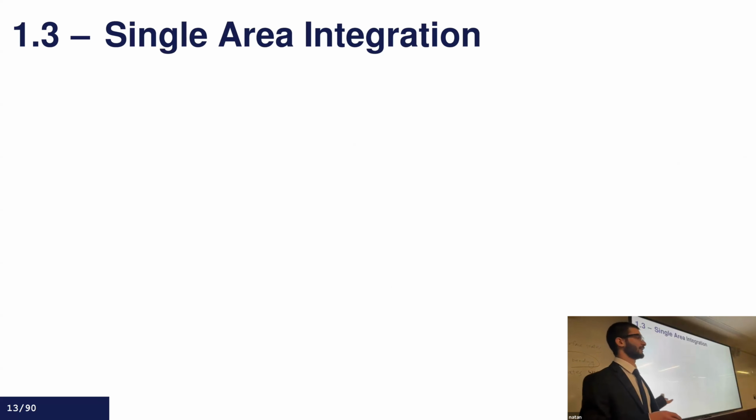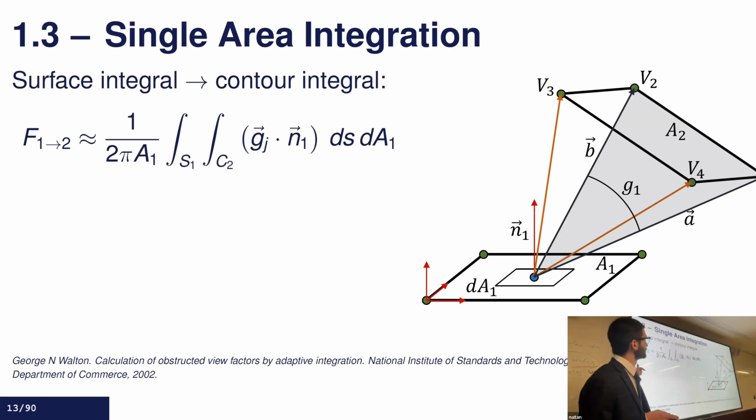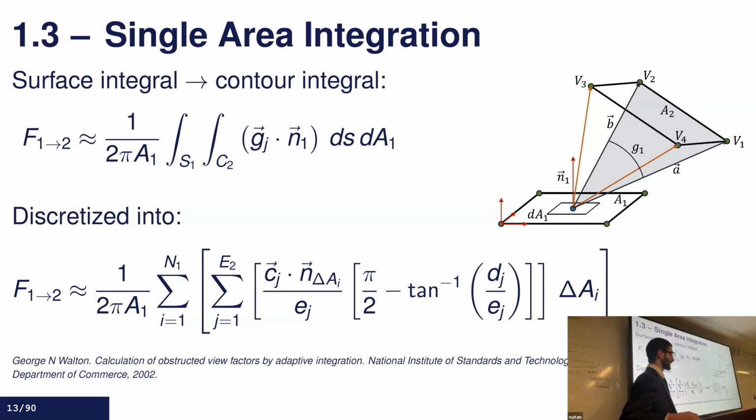The second is single area integration. The first step here is to convert the area integral on the second surface into a contour integral around its edges. And we end up with this equation here. I'm not going to go through the whole derivation, obviously, but that gets discretized into this form, which is what gets used in the actual solver. And so those two methods, double area and single area integration, are what get applied in the open view factor solver in all of this work.